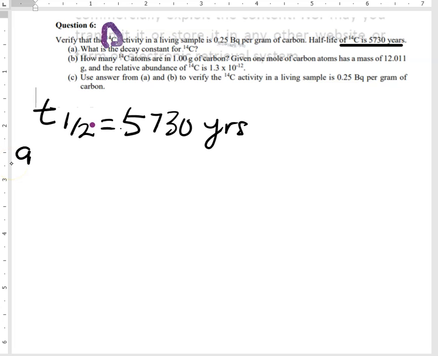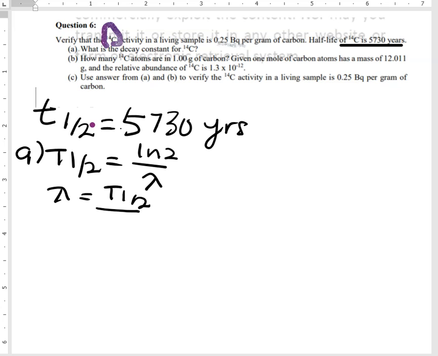Question A asked you to find the decay constant for this carbon. Then I will automatically use my half-life definition, which is half-life equals ln 2 over the decay constant. So rearranging this, lambda is equal to ln 2 over the half-life, right?